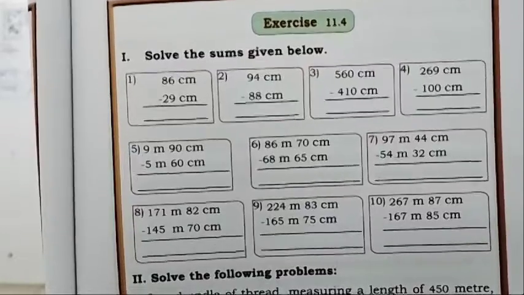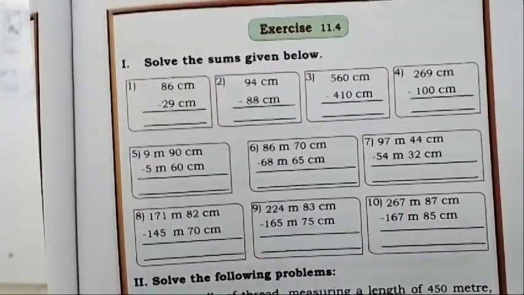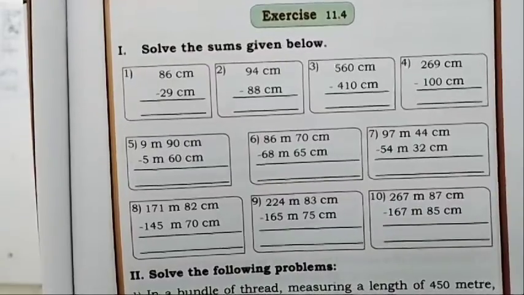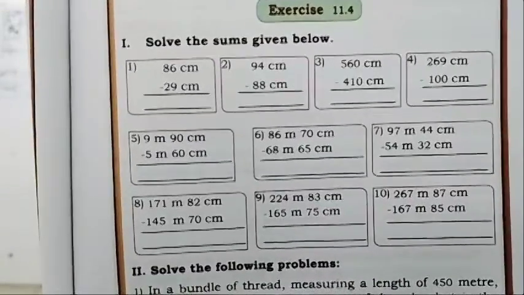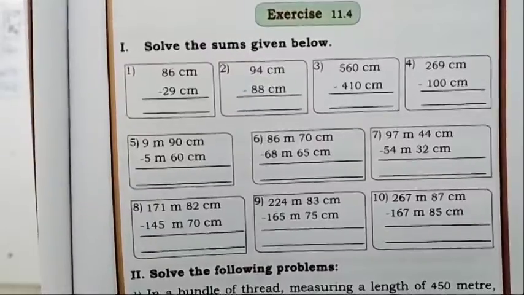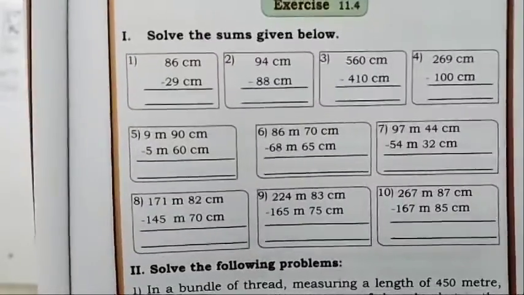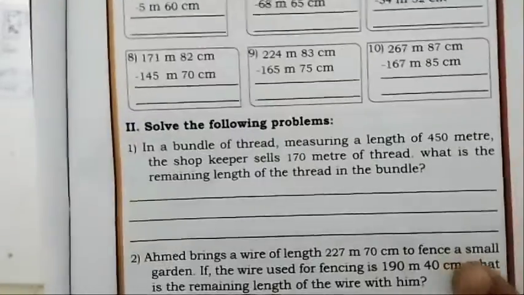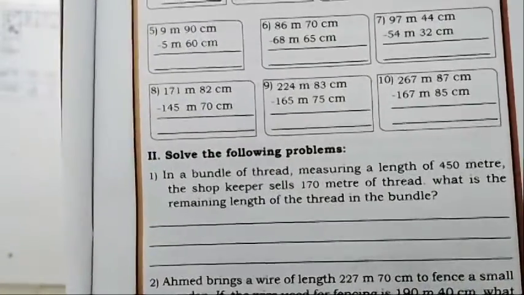Okay. Ninth problem is there. 224 meter 83 centimeter minus 165 meter 75 centimeter. You should solve this one with a pencil and then click the photo and send, and afterwards you should write in the fair book also. Okay, now we are going to discuss word problems.